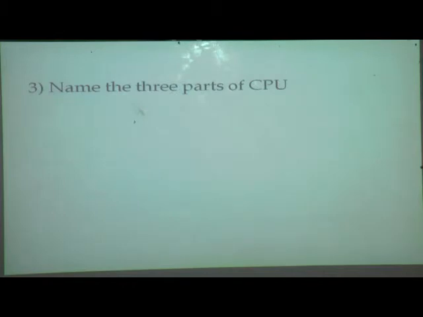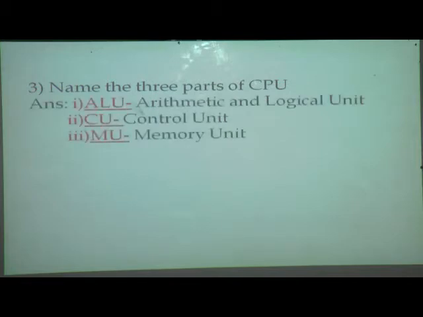Name the 3 types of CPU. Which are the 3 parts of the CPU? Good. First is ALU. What do you mean by ALU? Arithmetic and logical unit. Second, CU. CU means control unit. And third one, MU. MU means memory unit. ALU, arithmetic and logical unit. CU, control unit. MU, memory unit.